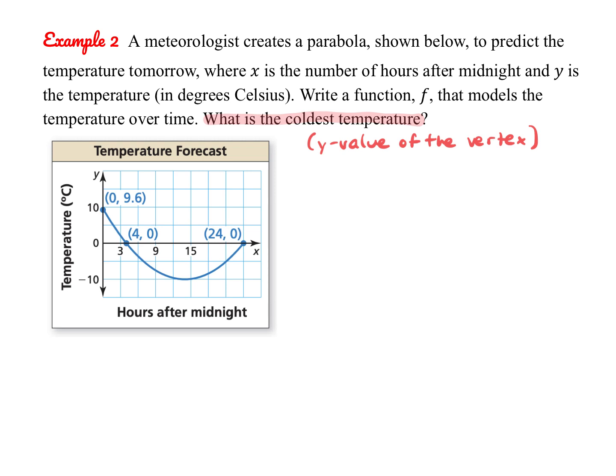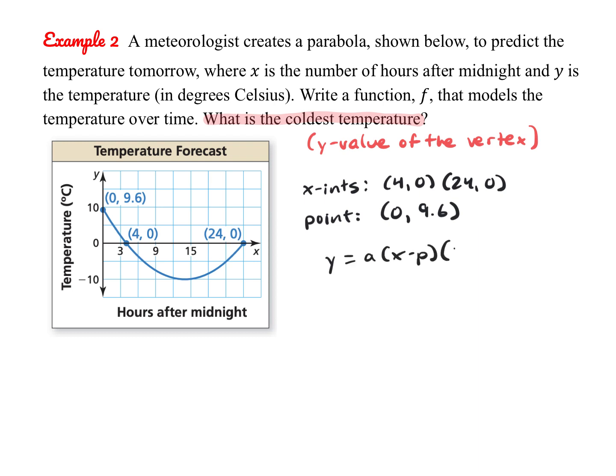All right, so let's look at the information that we are given. For this one, you can see that we're given our x-intercepts at (4, 0) and (24, 0), and then we are given an additional point at (0, 9.6). So remember, when we have the x-intercepts and additional point, we will use that intercept form, which looks like this. So we can say x minus 4 and x minus 24 for our intercepts, but just like the last example, we still have that a value we need to work with.